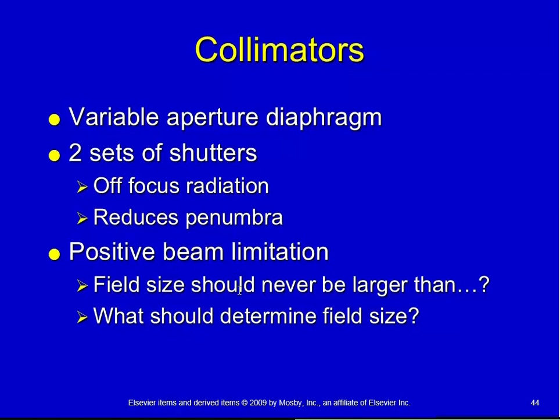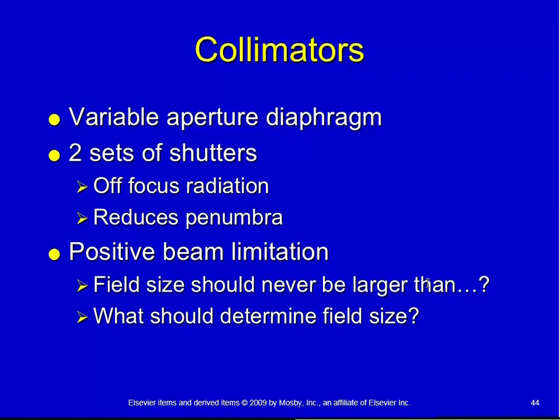Field size should never be larger than the anatomy of interest. But the field size should also never be larger than the image receptor, and it should be determined by the anatomy of interest. What I mean by that is if you're taking a chest x-ray on a patient and you're utilizing a 14 by 17 image receptor, your field size should never be larger than that 14 by 17 image receptor, because you can't capture any anatomy outside of that 14 by 17 area.